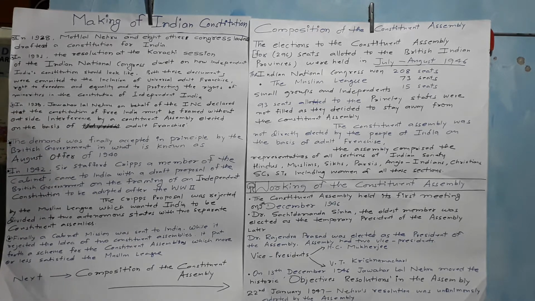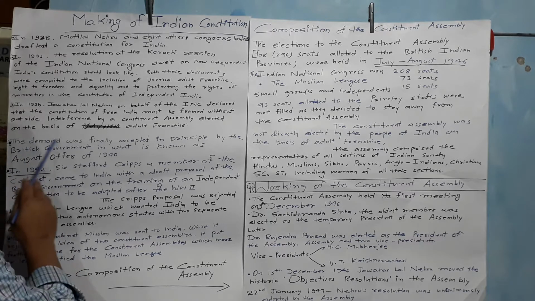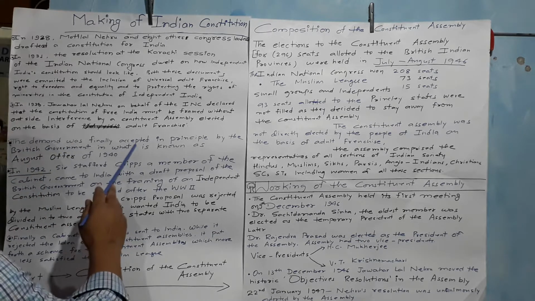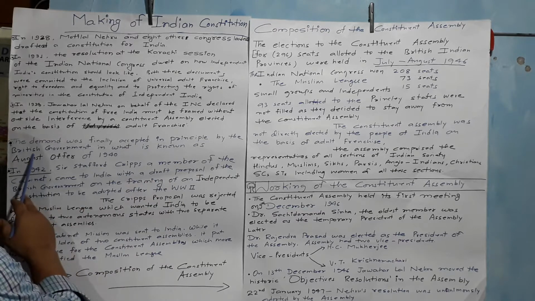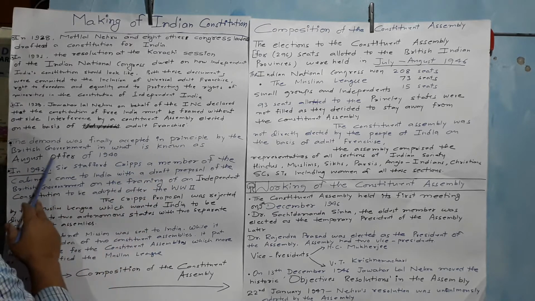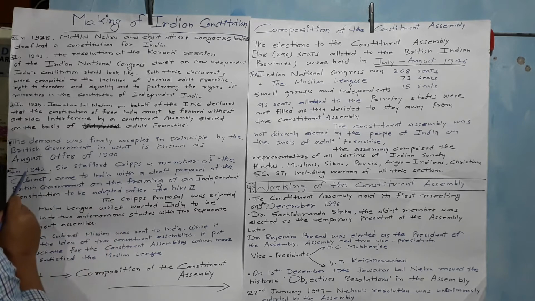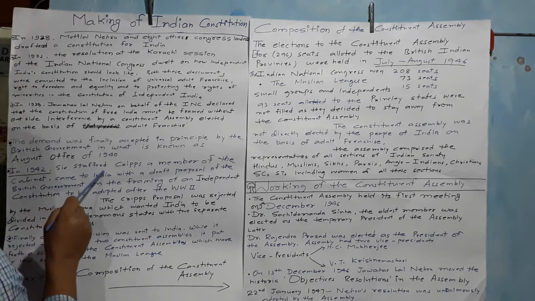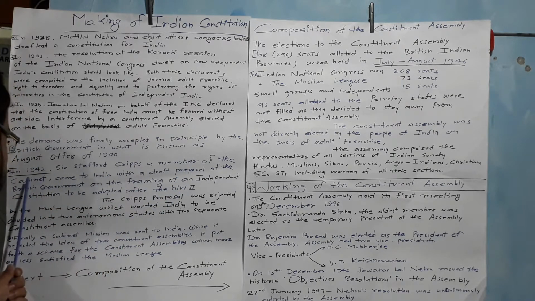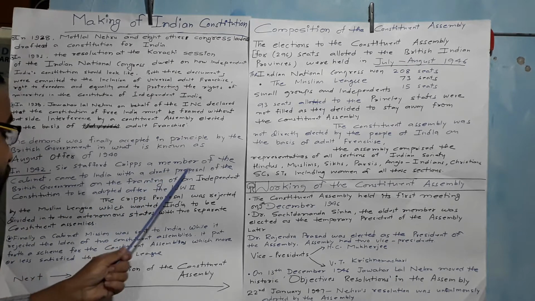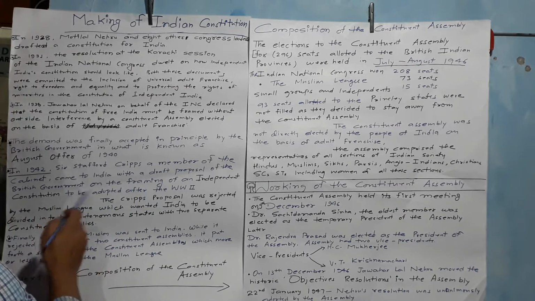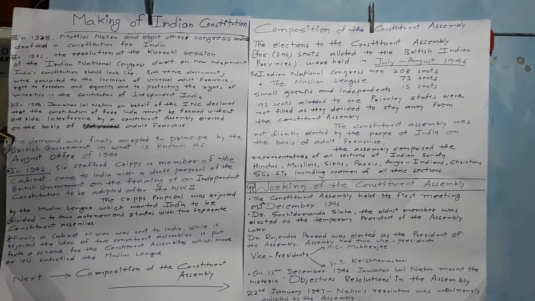But what were the initiatives by the British? The demand was finally accepted in principle by the British government in what is known as the August Offer of 1940. Next, in 1942, Sir Stafford Cripps, a member of the cabinet, came to India with a draft proposal of the British government on the framing of an independent constitution to be adopted after World War II.